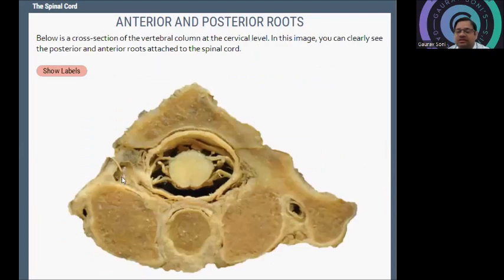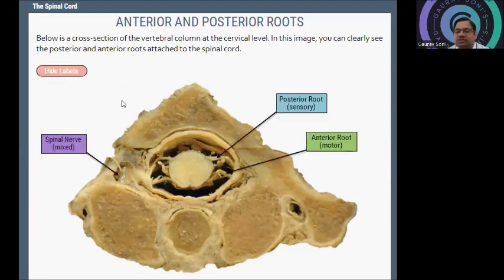Furthermore, you can see in the dissected part, this is a cross-section of the vertebral column at the cervical level. In this image, you can clearly see the posterior and anterior roots. This is the spinal nerve, which comes out from this particular foramen. This is the posterior root, which will be sensory. This is the anterior root, which will be motor. In cross-section also, you can simply see both the roots.